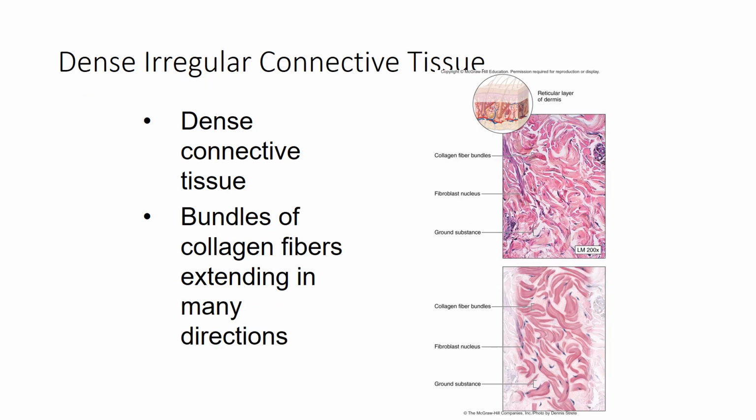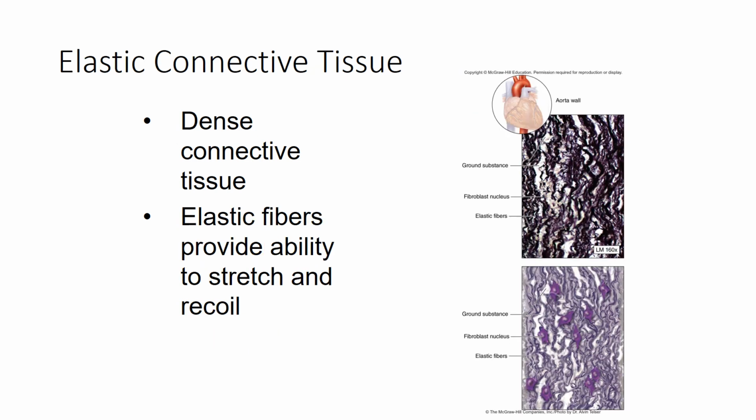The second type of dense tissue is going to be dense irregular connective tissue. Again, collagen is going to predominate. However, it's going to have this irregular appearance to it. Unlike the dense regular, I'm sure you can see already, we have all directions of these collagen fibers. For example, the reticular layer, so this is going to aid in support and can be pulled in multiple directions.